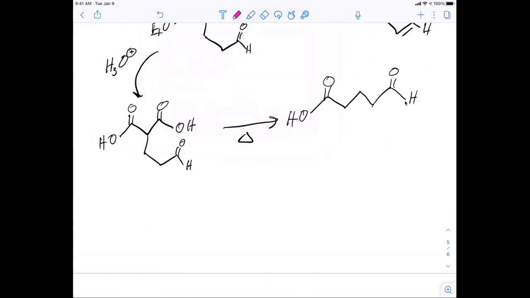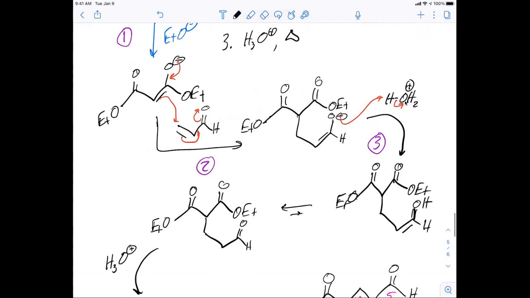Now, one of the things to notice in these Michael additions, the additions of a carbonyl to an alpha beta unsaturated carbonyl, is we have a 1,5 arrangement. Remember that when we did Claisen reactions, we always ended up with a 1,3 arrangement of the carbonyls. Here we end up with a 1,5. It's kind of a key that we're going to be doing this. Okay, questions about Michael additions?